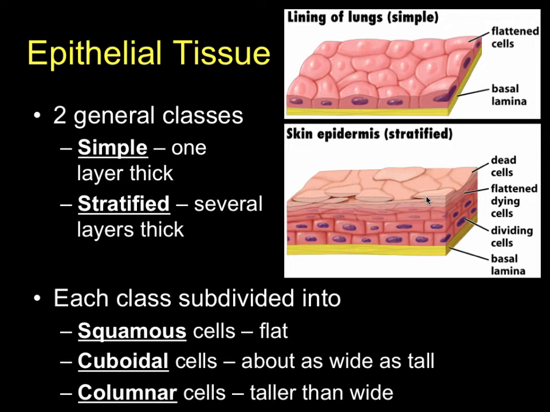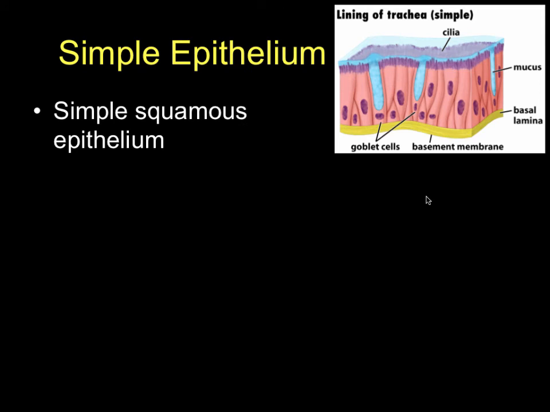So again, just on this slide, you can have 6 different cell types. You could have simple squamous, simple cuboidal, simple columnar. You could have stratified squamous, stratified cuboidal, or stratified columnar. So you can have any of those combinations when it comes to the number of layers of cells as well as the shape of those cells.